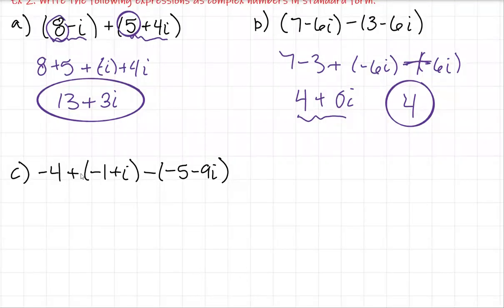So you have -4 plus -1 plus i minus -5 minus 9i. Let's do it two at a time. Let's do this first one: -4 plus this complex number, which has no imaginary part, so we're just going to combine the -4 and the -1. We have -4 plus -1. We can probably just do that in our heads: -4 plus -1, that's -5. So -5 plus i minus -5 minus 9i.